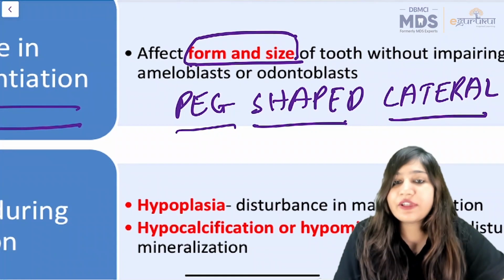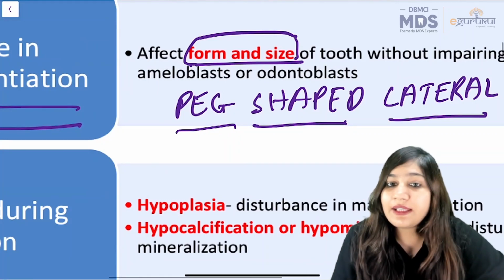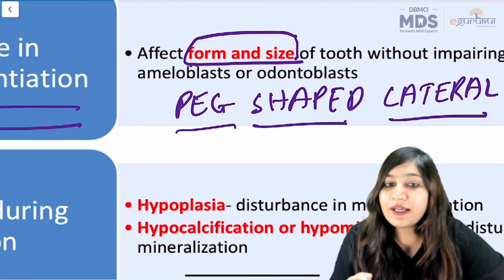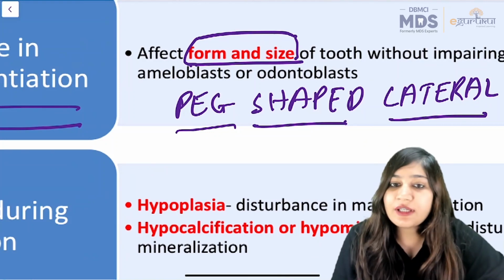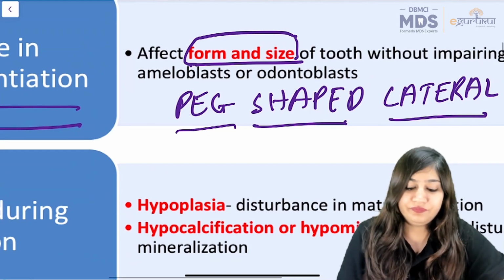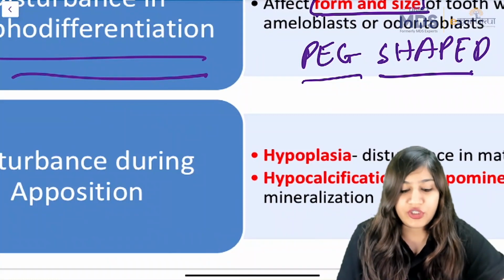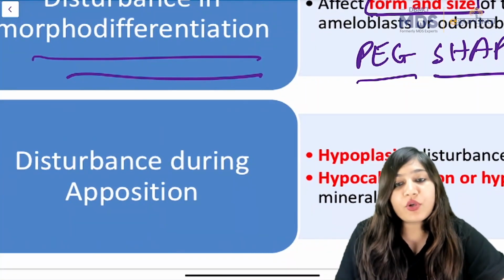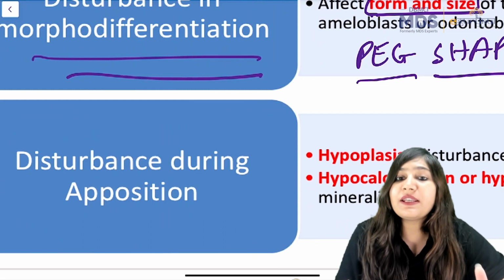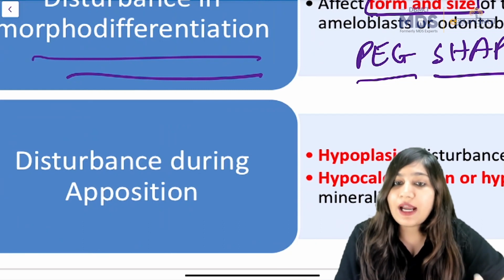In congenital syphilis, we have seen, right? So twinning may be seen: similar teeth development from tooth germ, splitting of the tooth germ, fusion of the teeth. This can be because of disturbance in morphodifferentiation. Disturbance during apposition. What is apposition? Apposition means formation of dental hard tissue, deposition of dental hard tissue.